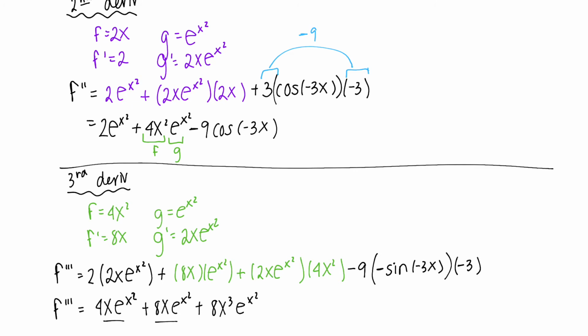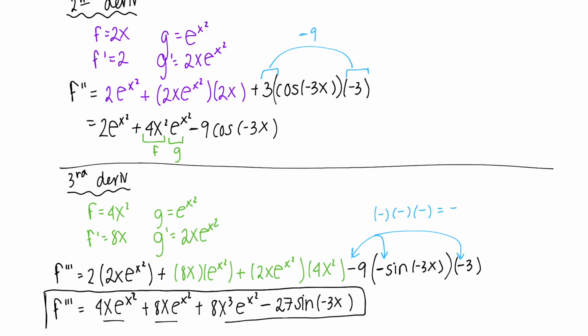Then there's a lot of negatives here. And this one actually caught me off guard. I got this wrong the first time because I was not careful with my negatives. There's 3 negatives here. There's a negative, a negative, and a negative. And a negative times a negative times a negative is a negative. So this is minus 3 times 9 is 27 sine of negative 3x. Let's make sure that I caught all the negatives by checking against the answer key. Yes, I caught all the negatives. In the answer key, the 4x and the 8x e to the x squared are combined together, but I'm not going to do that.